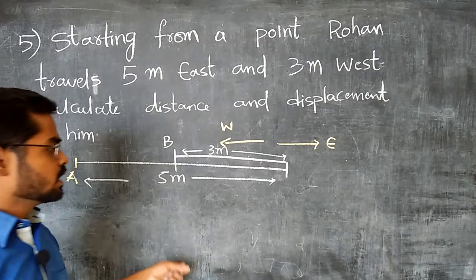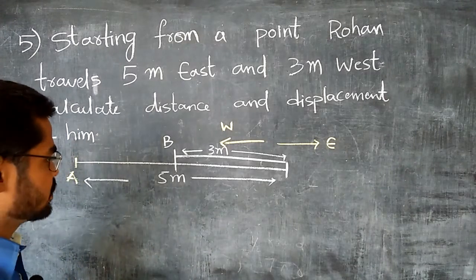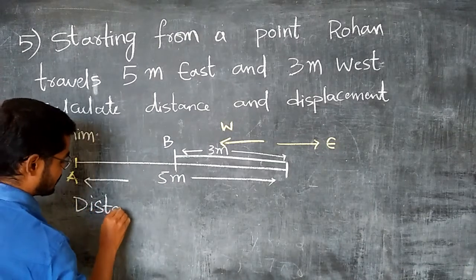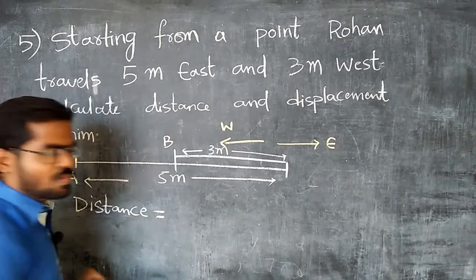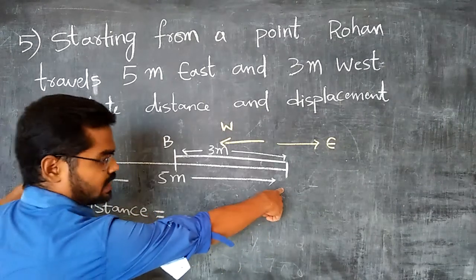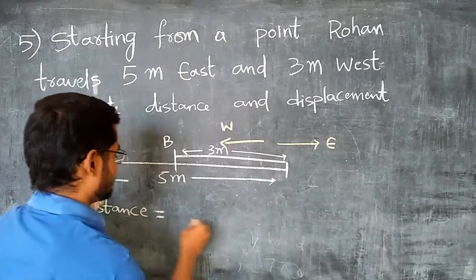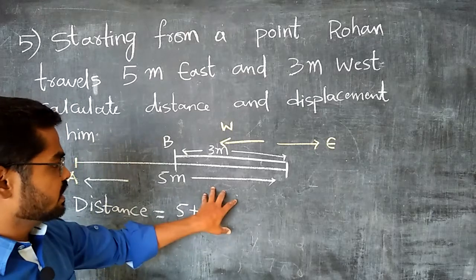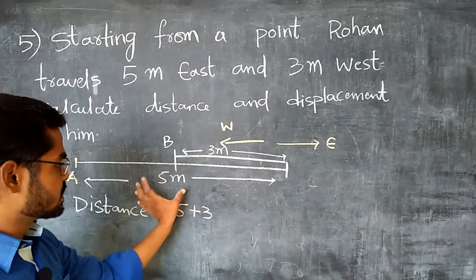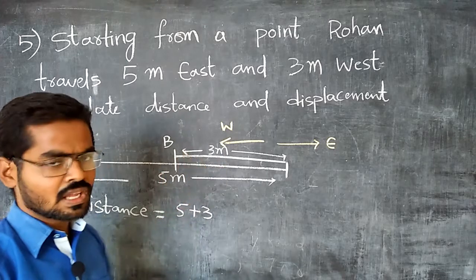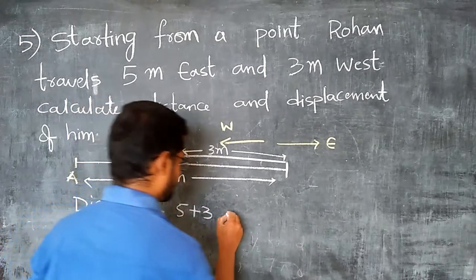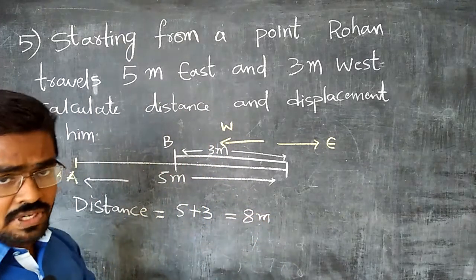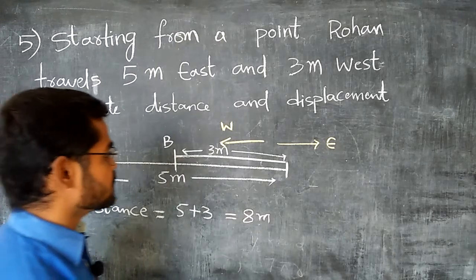For getting distance you need to add the total path lengths. Distance is equal to the sum of all the path lengths. Here the first path length is 5, the next path length is 3. So 5 plus 3. Whenever I am calculating distance, there is no need of taking the direction. Here the sign will be plus for the 5 and plus for the 3. So 5 plus 3 is equal to how much? 8. 8 meters distance is covered by Rohan. Now displacement is equal to how much?